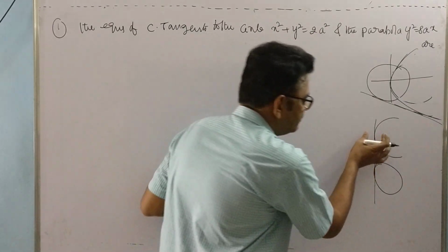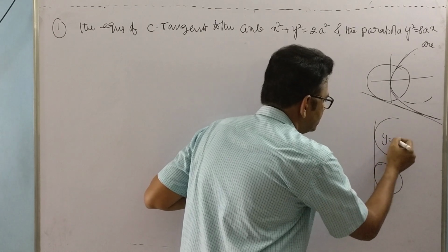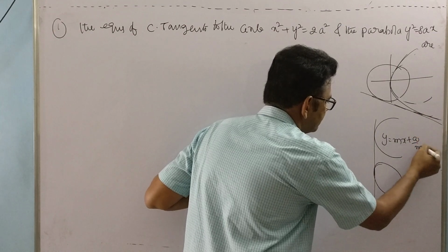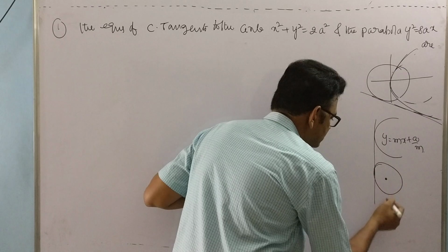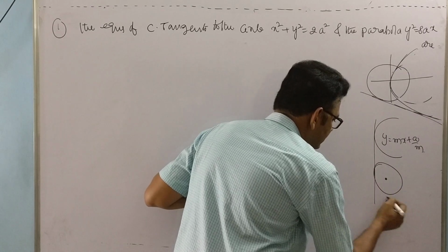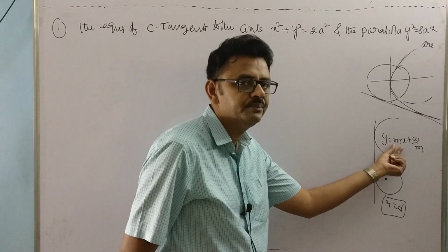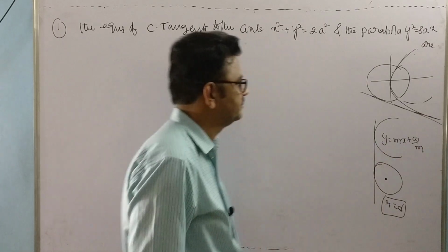So equation of tangent to the parabola in slope form, y is equal to mx plus a by m. So since the line is a tangent to the circle, the condition for tangent is r equal to d. So there you have to find the value of m. After that, equations of tangents.